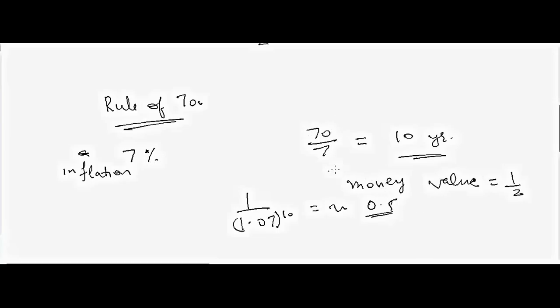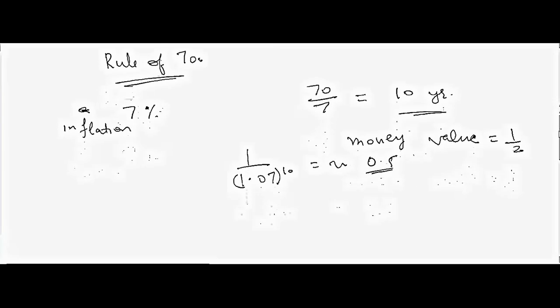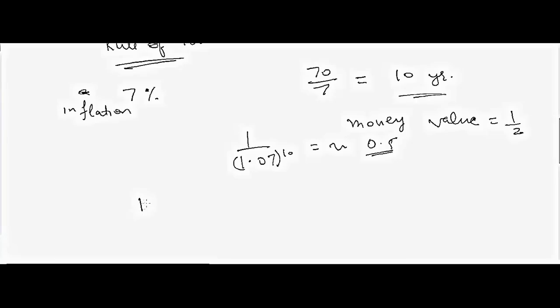In the same way, if the inflation is 14%, then it will take you 70 divided by 14, which is equal to 5 years. So this is what we call the rule of 70. So these were the rules.